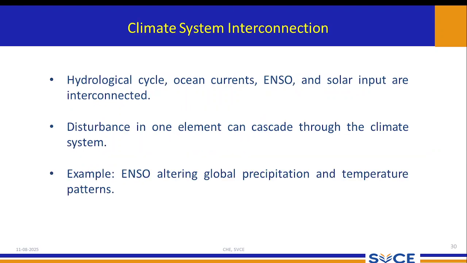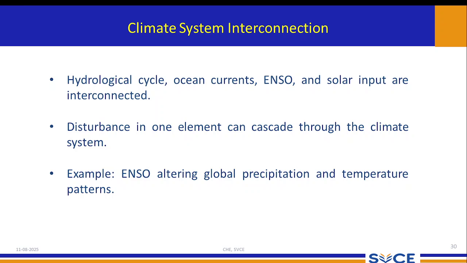Climate system interconnection: the hydrological cycle, ocean currents, ENSO, and solar input are interconnected. Hydrological cycle: how the water is recycling inside the atmosphere. Ocean currents: how warm water gets heated up and moves towards the polar region, and cold water from there moves again to the equator. ENSO events, El Nino and La Nina events: one weakens the trade winds and one strengthens the trade winds. Solar input is also interconnected.